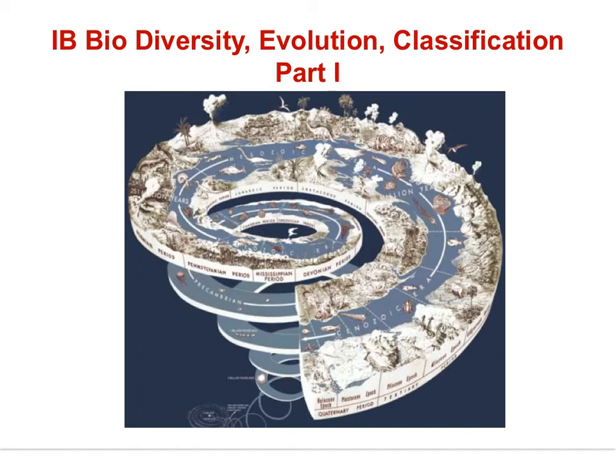IB Bio, Diversity, Evolution, Classification, Part 1 will focus on the evidence that supports evolutionary theory. The essential idea is there is overwhelming evidence for the evolution of life on Earth. It's important to note at this point that when I refer to the word theory, I mean it in the strictest definition: a well-tested scientific concept, a concept with a lot of supporting data.